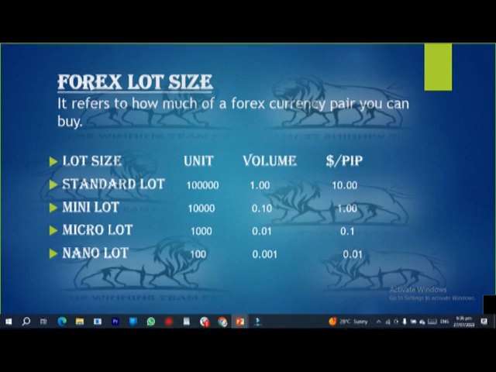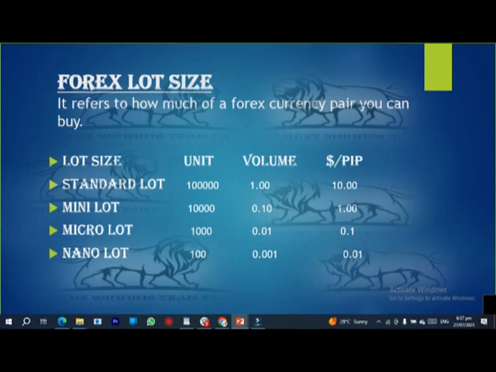So for the lot size, we have standard lot, we have mini lot, we have micro lot, we have nano lot. And then we have the units. We have the 100,000 units, we have the 10,000 units, we have the 1,000 units, we have 100 units. The volume for 100,000 units is 1.00. That is the one lot. And then per pip movement, one pip movement will give you $10.